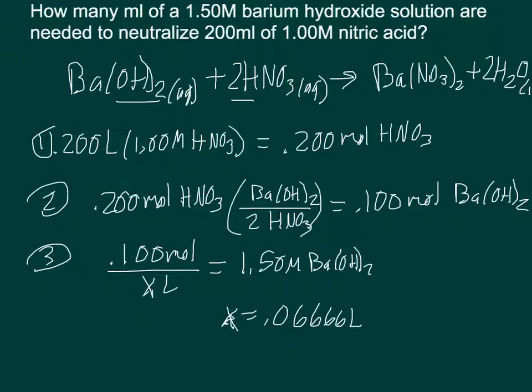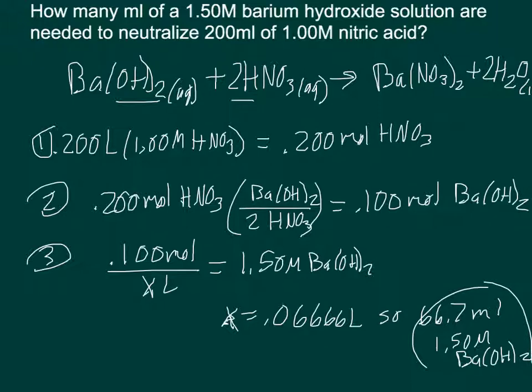liters. So if we wanted to put this in milliliters, because that's what it asked for, you would simply say it's 66.7, rounded to 3 sig figs, milliliters of 1.5 molar Ba(OH)2, barium hydroxide. Okay, there's our answer. That's how you solve this.